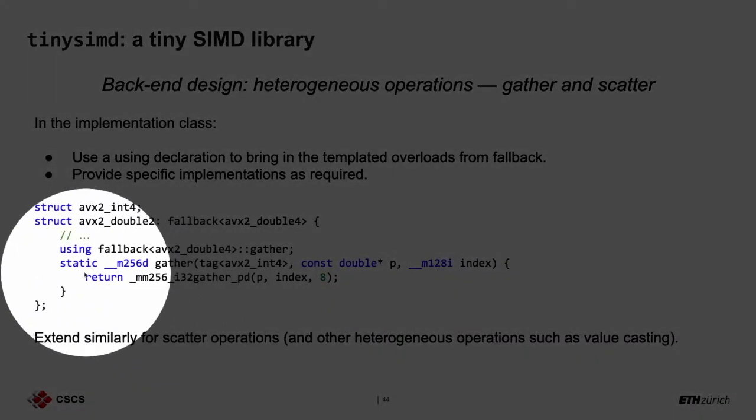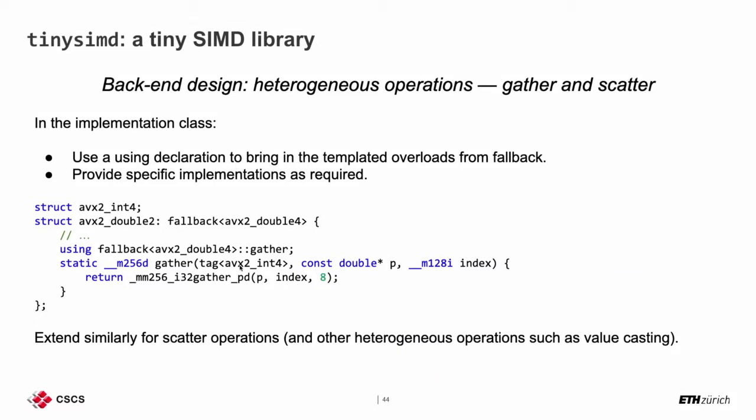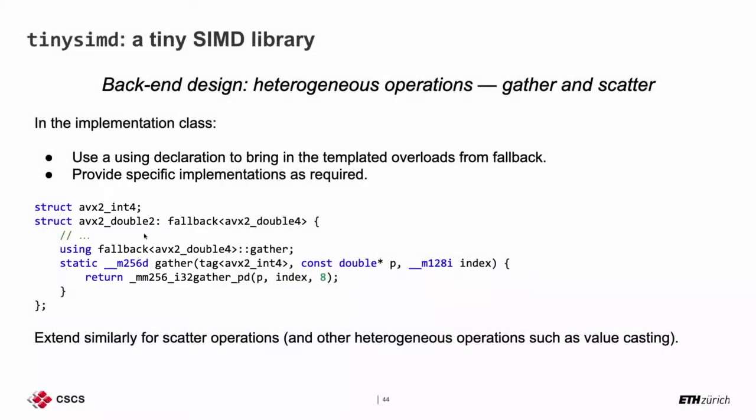One thing to be aware of is this using fallback AVX344 gather. I'm saying pull into the class scope all the versions of gather that are defined in the base class. If I don't do that, this overload here isn't an overload. It just replaces all the gathers, and things will break. This is a way of saying I'm going to take all my base class ones and also add this one. It's the same sort of thing for scatter.